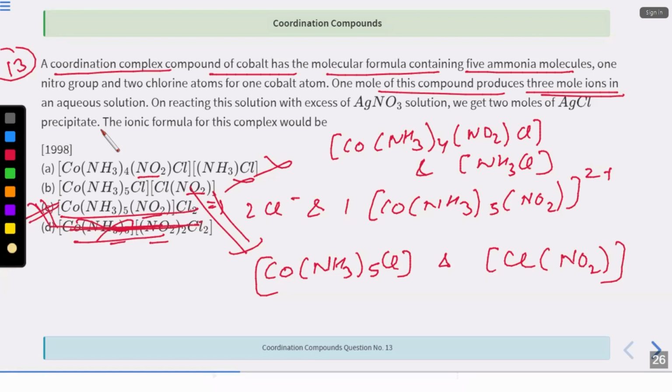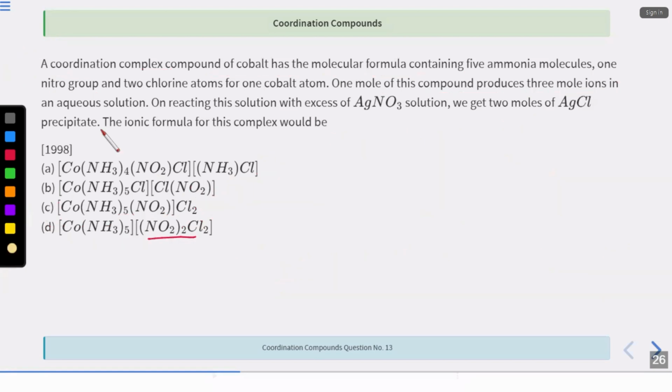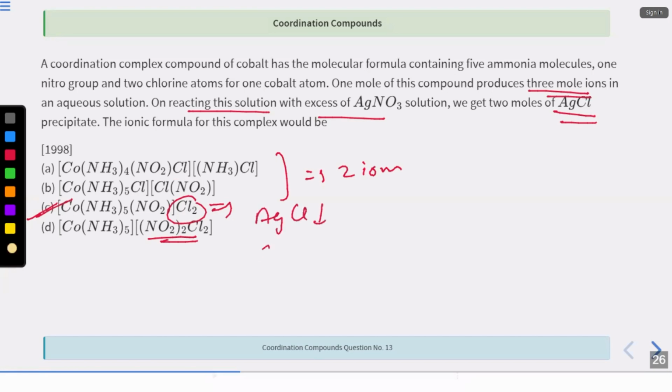This is eliminated earlier only because it is saying 2 nitro groups and it has only one. And it's saying 1 nitro group and it has 2 nitro groups. So this is already eliminated because of 2 nitro groups. And in these things we have only 2 ions. But the question is saying 3 mole ions, so C is my right option. On reacting the solution with excess of AgNO3, 2 moles of AgCl is formed, which we can see from here. 2 Cl will come here and I will get precipitate of AgCl. Of course, 2 moles. The ionic formula for this complex would be C because C is satisfying all the criteria. So I can say that C is the right option to this question.